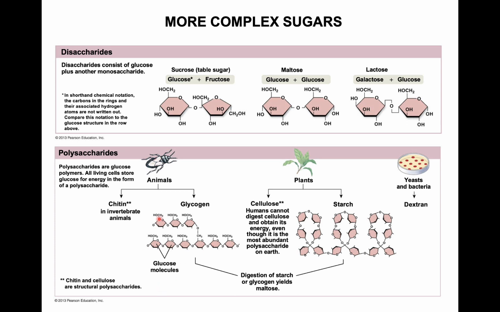For example, if you're in long, straight chains, you're most likely going to look like something crunchy, like an animal chitin, or you're going to look like glycogen. If you're in loop-de-loop structure, you're most likely going to be a starch. These are all polysaccharides, complex sugars.